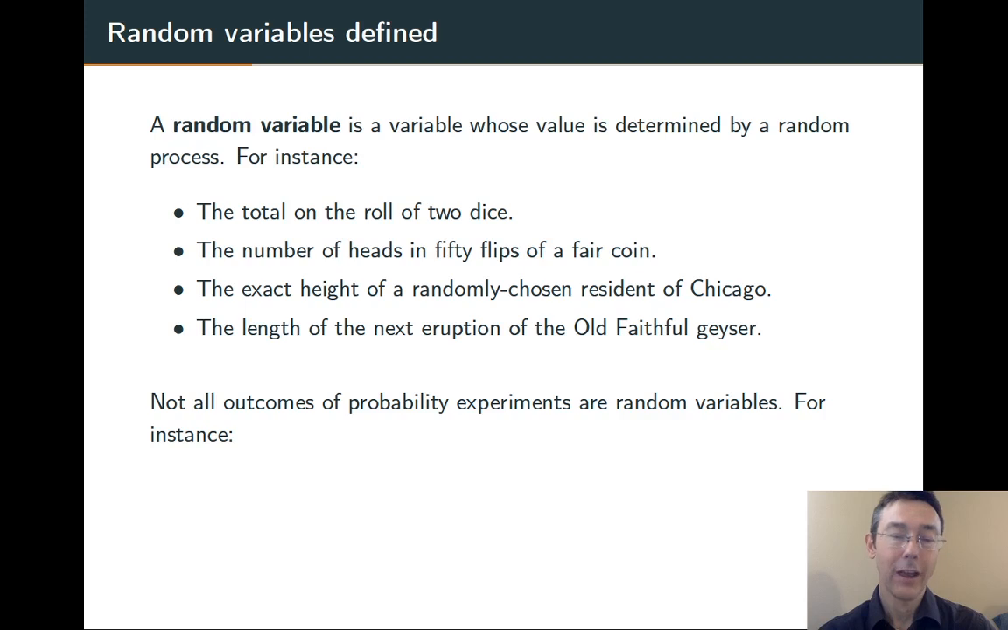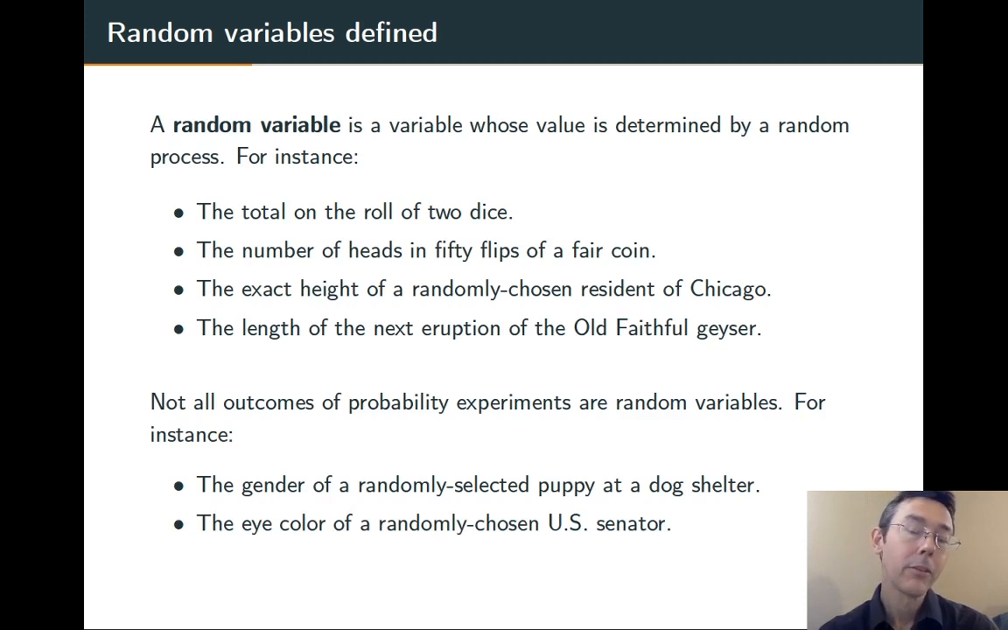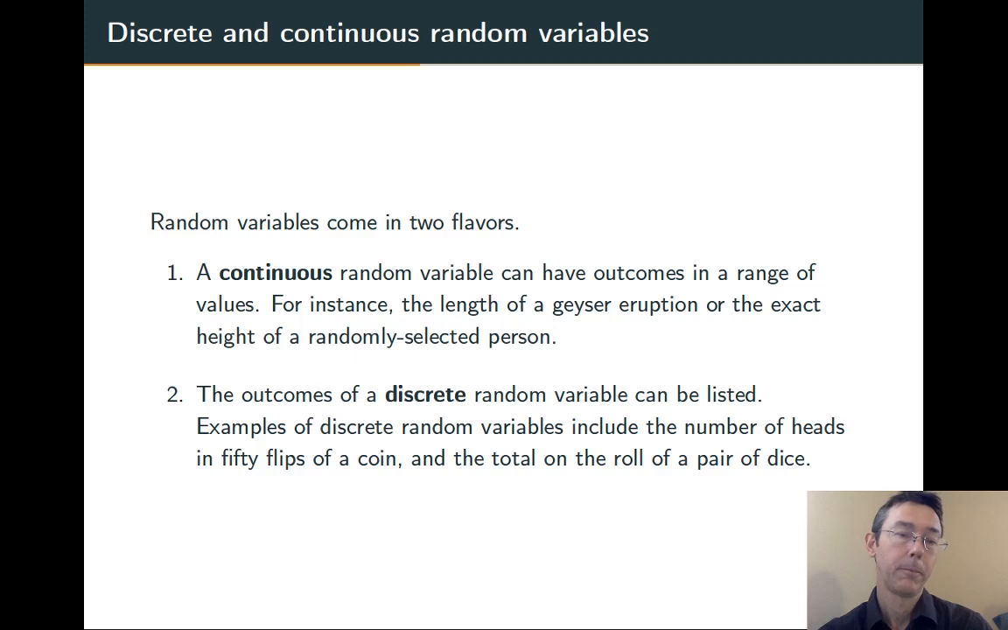Just for contrast, let's mention a few probability experiments with outcomes that are not random variables. The gender of a randomly selected puppy at a dog shelter, the eye color of a randomly chosen U.S. senator. So here we have random processes, but the outcomes aren't numerical. These are categorical data, so they are not defining random variables.